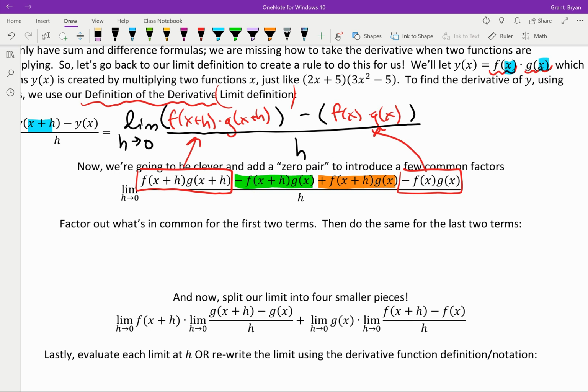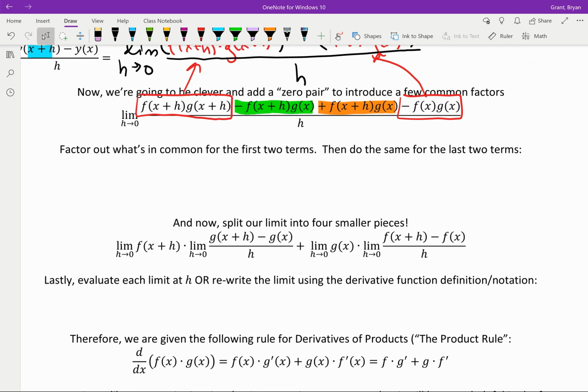If I gave you $10 and took away $10, it doesn't change how much money you have. I'm maybe being mean by doing that, but it's the same thing here. The reason that we're doing this now is because we introduced some common like terms that we can factor out. So let's find out what's in common for the first two terms.